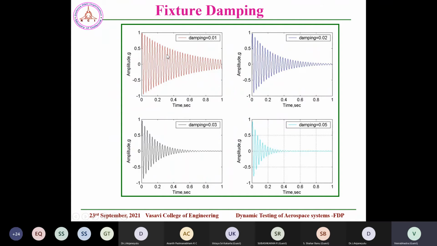I was mentioning damping. Fixture damping is required high. Why? Because if fixture damping is high, damping decays the input in a very small time. For example, if damping is say 1%, it is decaying like this. If it is say 5%, it is decaying very fast. Means the time taken to reduce from a particular amplitude to a particular amplitude is less in the highly damped systems. We need these characteristics of the fixture because we are going to control the vibration, right?